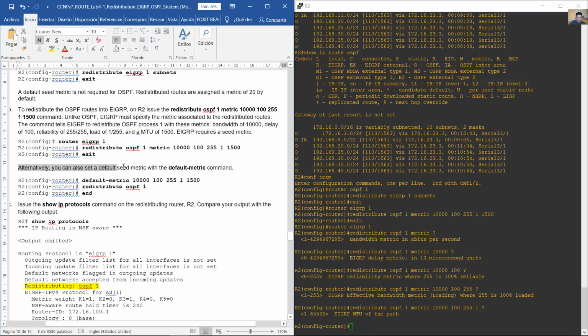Alternatively, you can also set a default seed metric with the default-metric command. On R2, set the default metric, and then redistribute OSPF 1. This is the same command as this, in router configuration mode.